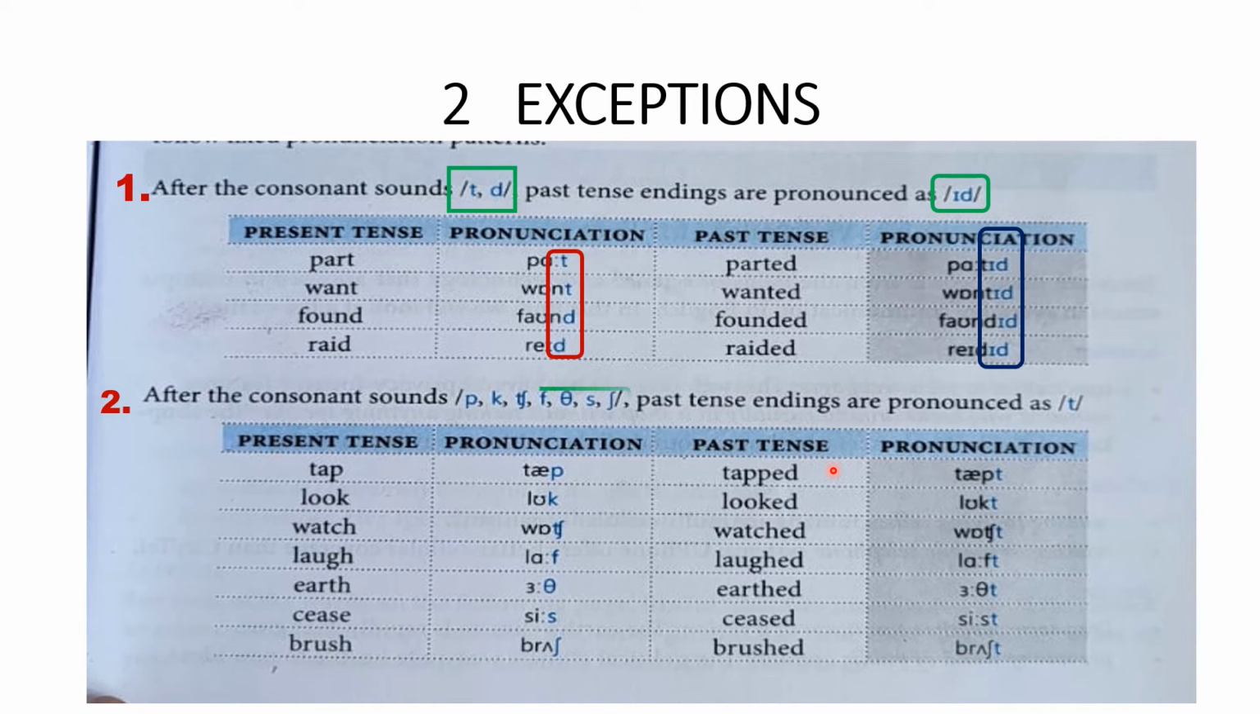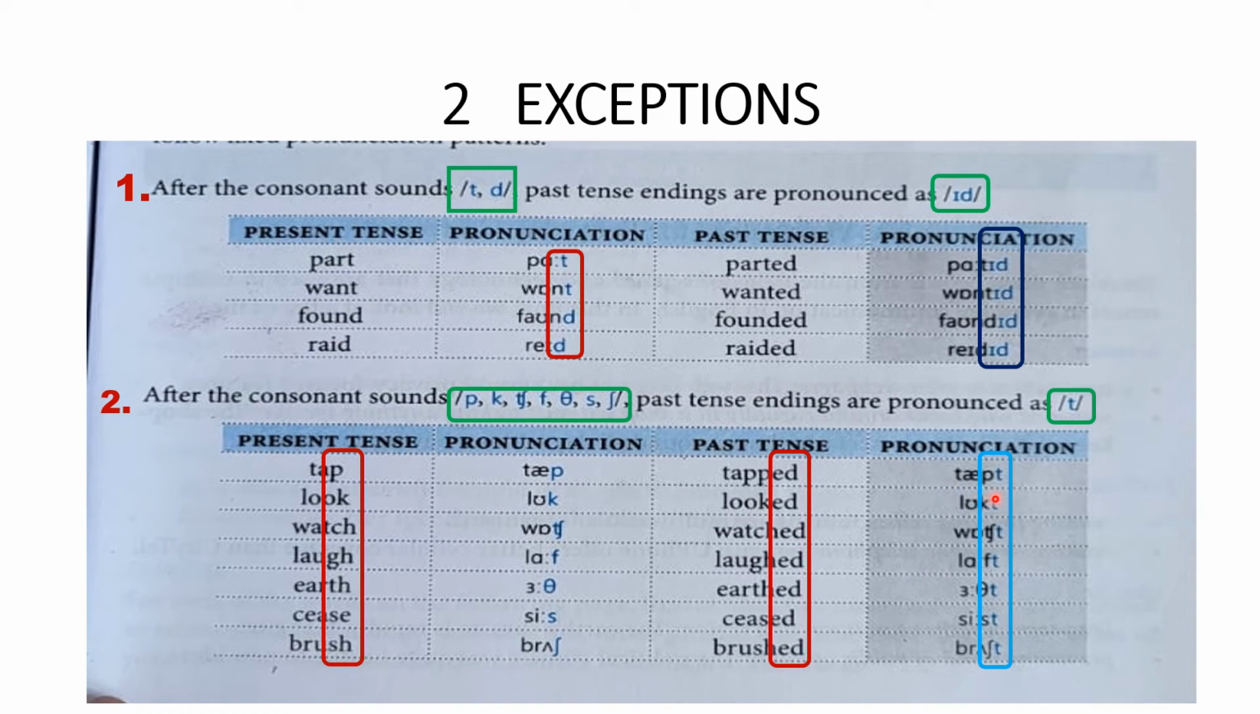Usually we Indians, what do we say? Whenever these sounds come, we have to use the t sound as the ending. But usually, many of the Indians pronounce it as ed, instead of tapped, looked, watched, laughed, earthed, seized, brushed. We have to pronounce the t sound. We have to remember these seven sounds, students. In the examination, they will ask these seven sounds, so you have to use the correct phonetic symbol t.